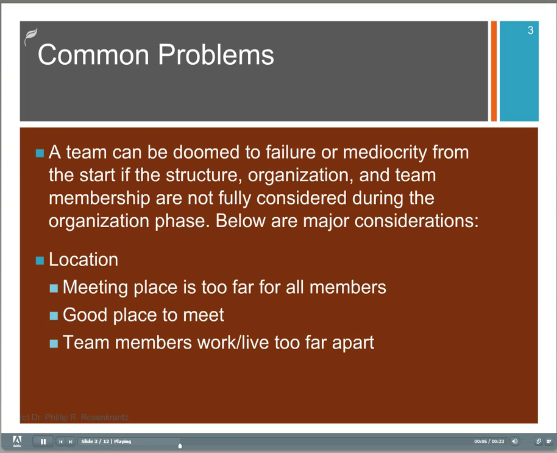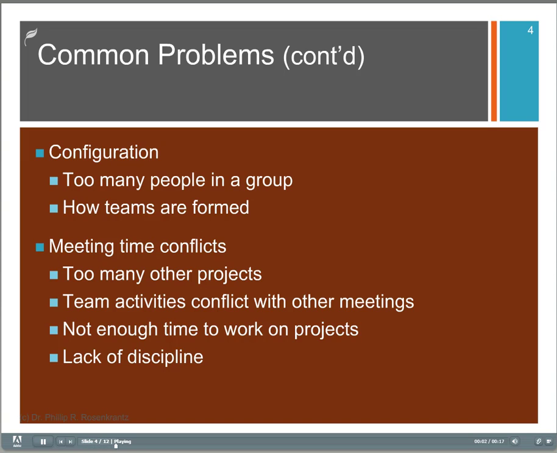Here are some common problems related to setting up a team. If a team isn't set up right, it could be doomed to failure or mediocrity from the very beginning. The first common problem is location. You need to have the right location in order for the team to be able to meet and have good logistics. Another common problem is the configuration of the team. So we're going to look at that with respect to who's on the team and what the size of the team should be. Meeting time conflicts is another potentially large problem. So we're going to talk a little bit about that too.